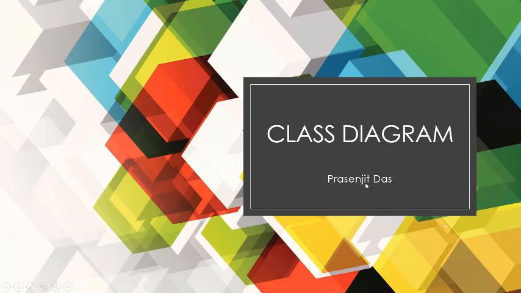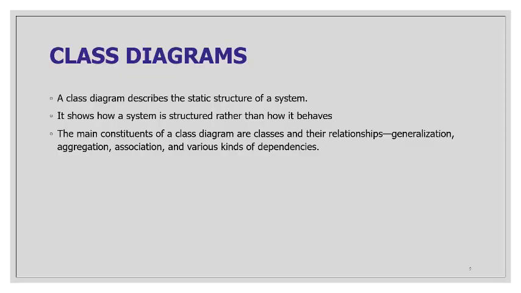Today we will show the other diagrams like class diagram, sequential diagram, etc. So first of all is class diagram. A class diagram actually describes the static structure of a system. That means the blueprint of a system is shown by this class diagram.